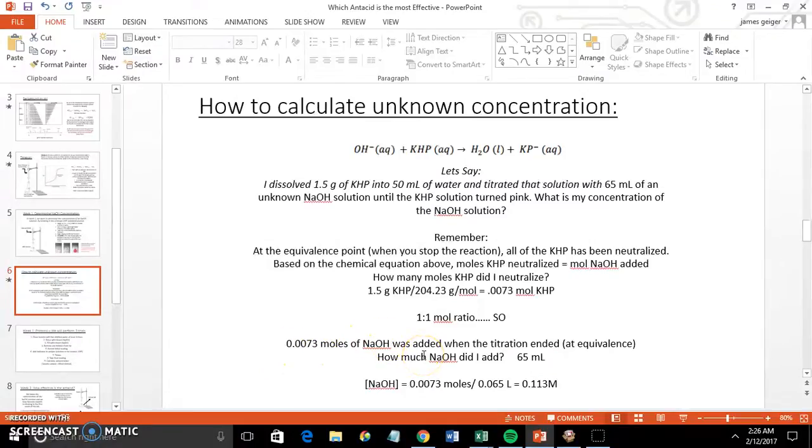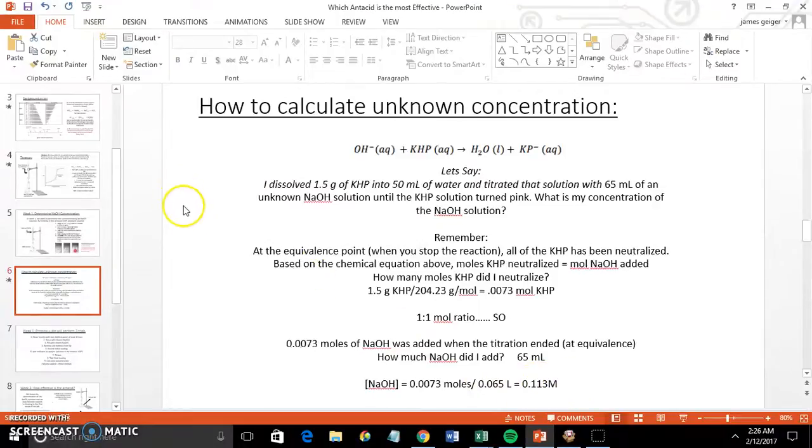But now, how do I get concentration? Well, I have moles. What volume did I use? It took 65 milliliters of the unknown solution to do it. So I take my moles divided by how many liters I used. There's my concentration, 0.113 molar. And it's just that simple.